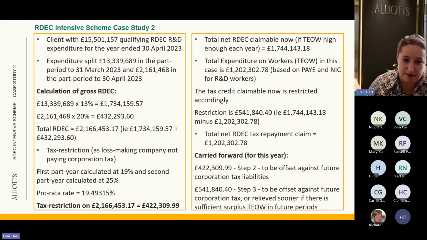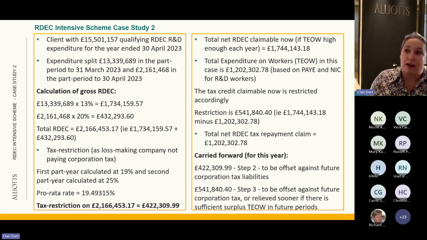The second case study, and this time we've got a client with £15.5 million worth of qualifying expenditure, so a huge amount of expenditure. As before, we split the costs, so we got 13 million up to the 31st of March and 2 million in the period to the 30th of April, so in just that 1 month. We then look at the RDEC. This is an RDEC claim because obviously they're quite big. In the first period, our rate is 13%, and in the second period, as we said, it changed. It's now 20%, giving us a total RDEC of 2.1 million.